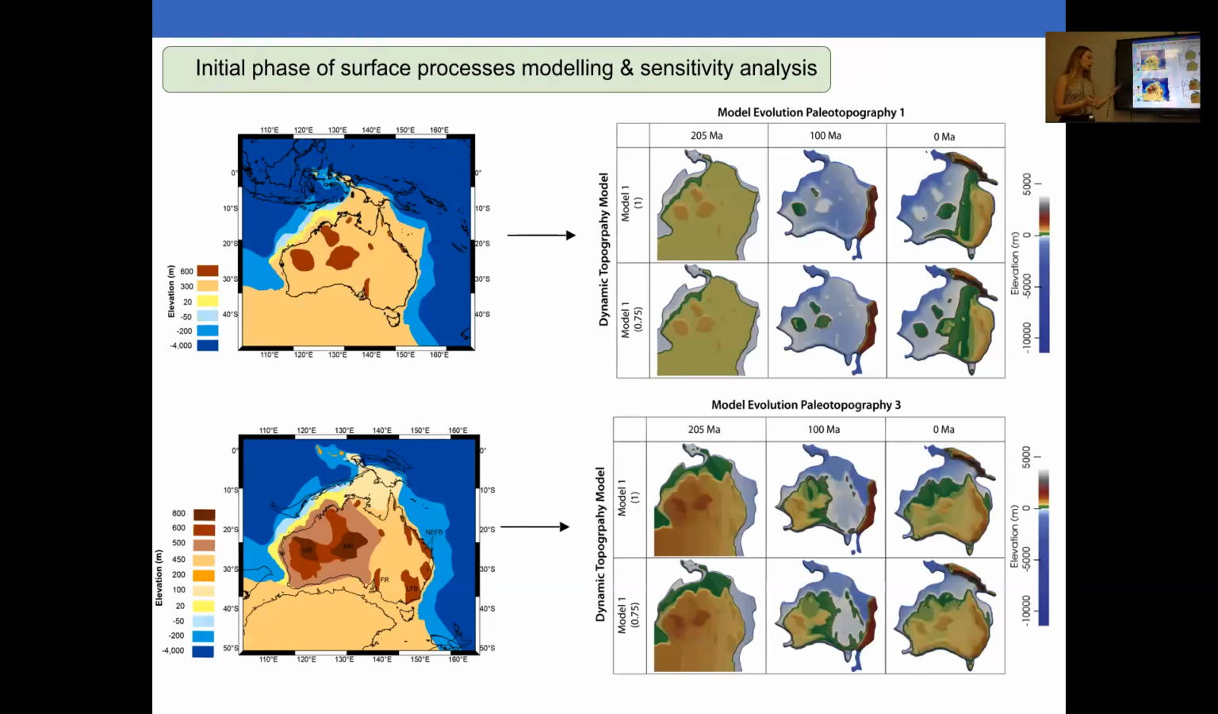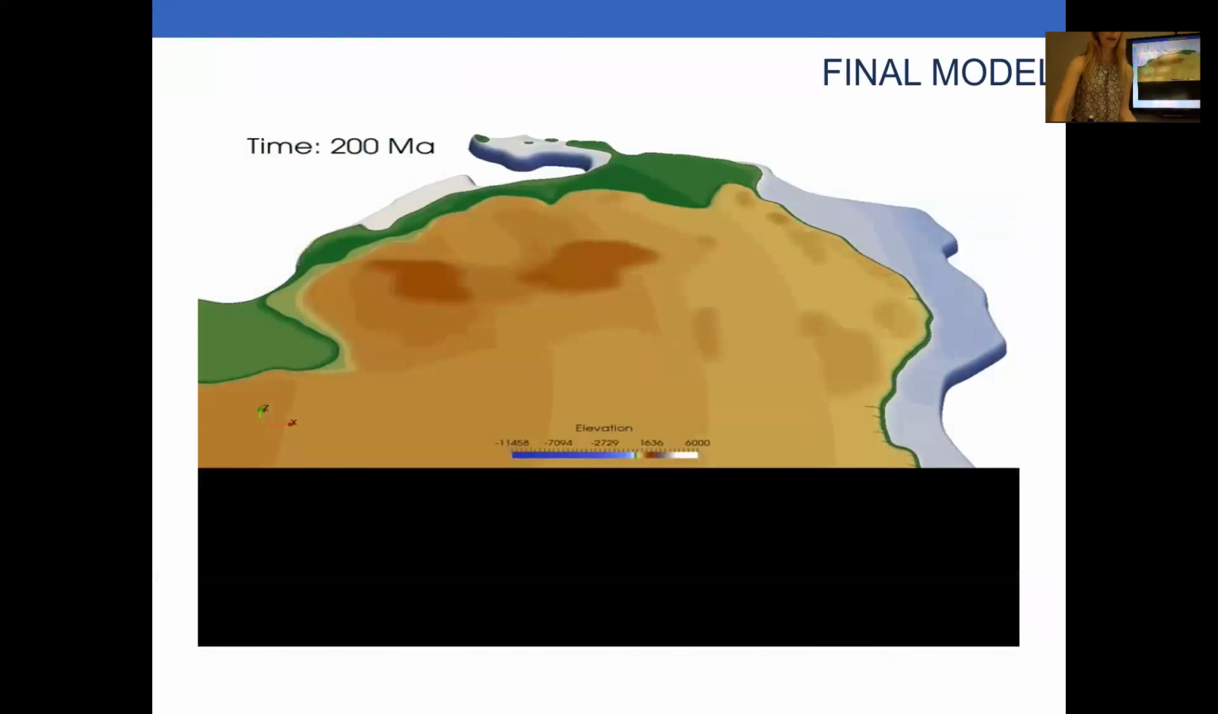So we can see that at 100 MA, we have this semblance of an epicontinental sea, and then at 0 MA, both of the models look a lot more like Australia, which was promising. So we had, I guess, validated to an extent the modifications we did to the paleotopography, and having identified other optimal parameters, I'll now show you the models that we came up with.